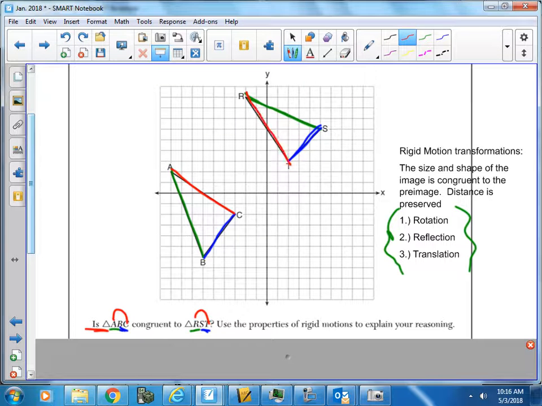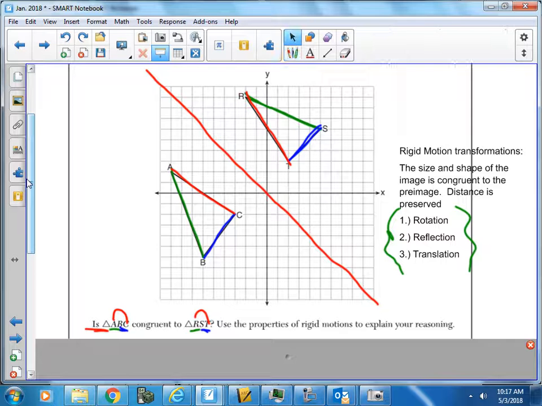So the first thing I did when I was looking at this problem, I was like, okay, it looks like maybe it's a reflection, and let's just check that. So I thought, okay, it's probably a reflection over y equals x. So I just drew my line. This is y equals x, right? Then I counted, because remember, when you do a reflection like that, you have to count over and up.